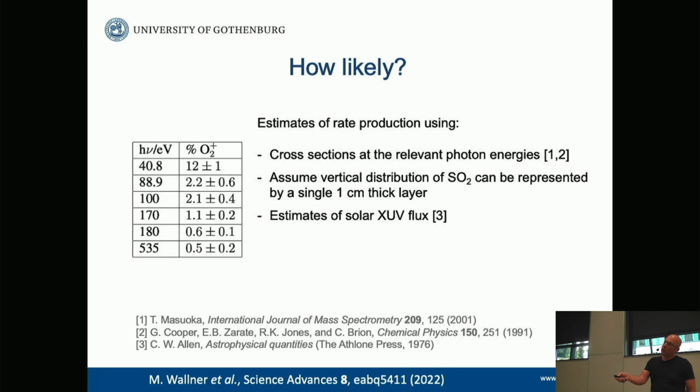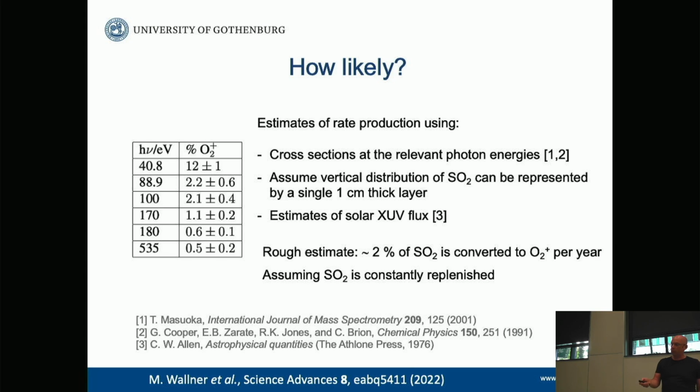We assume a vertical distribution of SO2 that can be represented by a single 1 centimeter thick layer, and we use estimates of solar XUV fluxes, and what we then actually found as a rough estimate is that about 2% of SO2 is converted to O2 singlet delta per year. So it means basically if it would not be replenished, then after 50 years the whole thing would be gone.